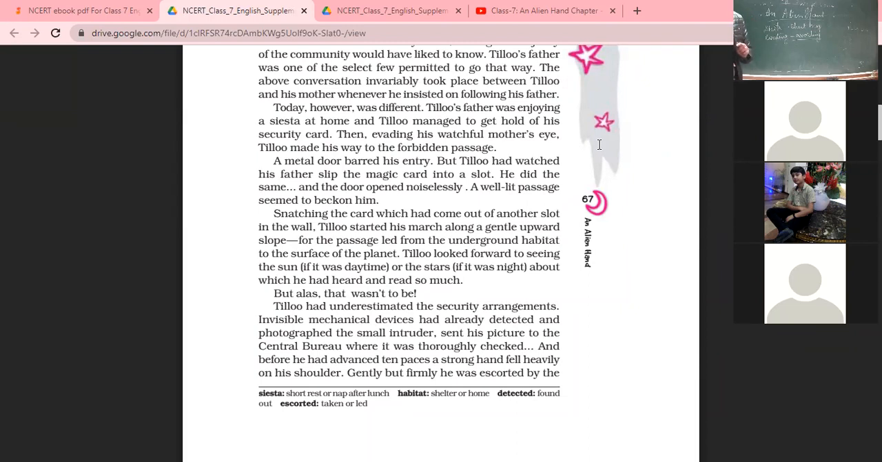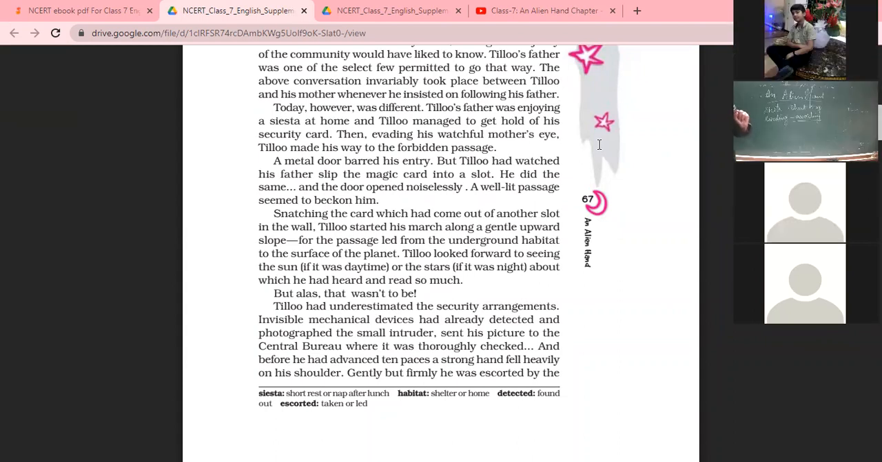And before he had advanced ten paces, a strong hand fell heavily on his shoulder. Before he could cover ten steps, a heavy hand came from behind and got hold of him. Stop there. Where are you going? Gently but firmly. Gently means it was not harsh, but he held him strongly.